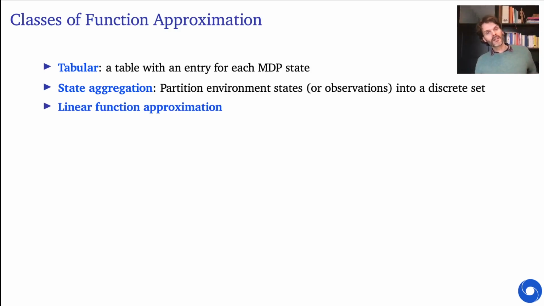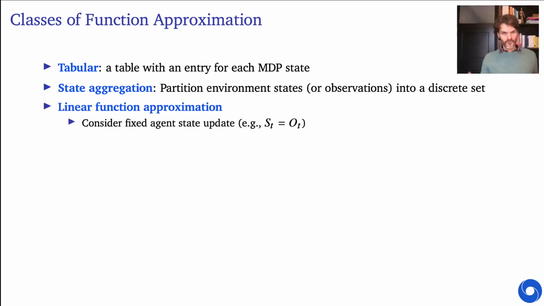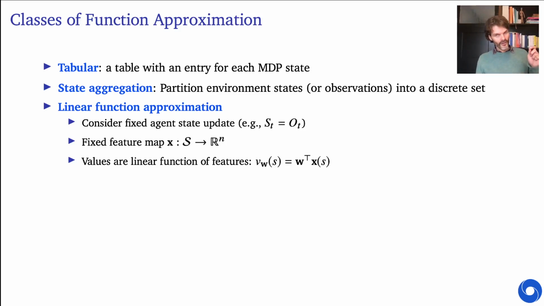Now, one step up from this will be linear function approximation, and I want to, for now, consider a fixed agent state update function, and then a fixed feature map on top of that. So this is why things will be linear, because we're going to assume that the agent state update function, for instance, could just pick the observation or do some other fixed function there, and doesn't have any parameters. The feature map doesn't have any parameters, and instead, all that we're going to learn are the parameters of the value function, which uses those features as input. So there is still an agent update function. It might be a simple one, but we're just going to ignore that in terms of the learning process.